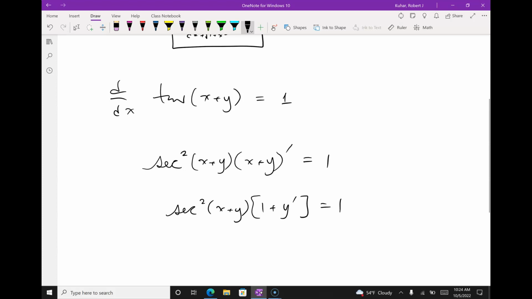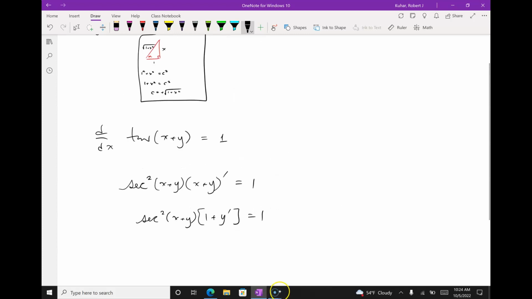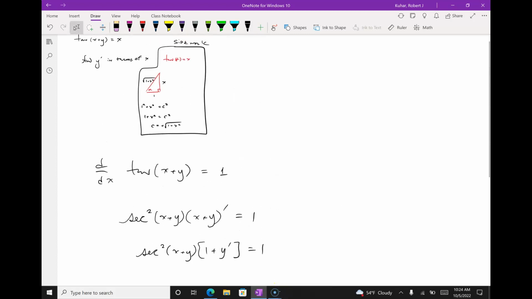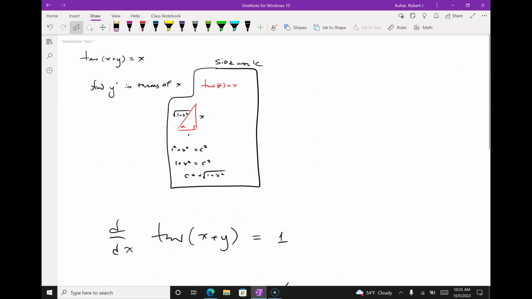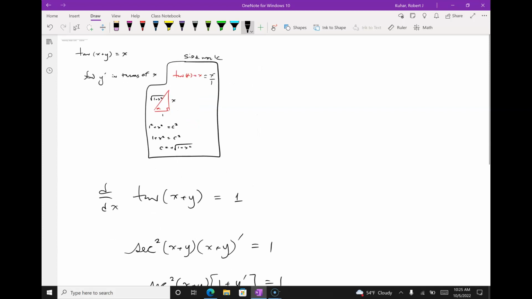Is that okay? I don't have time to finish it, so I'll finish it tomorrow, Friday. The only thing I want you to remember here is that when you see a trig, you see a triangle. I did the Pythagorean theorem. I realized that x is really x over 1, so I'm seeing opposite over adjacent is x over 1. All right. See you all later.